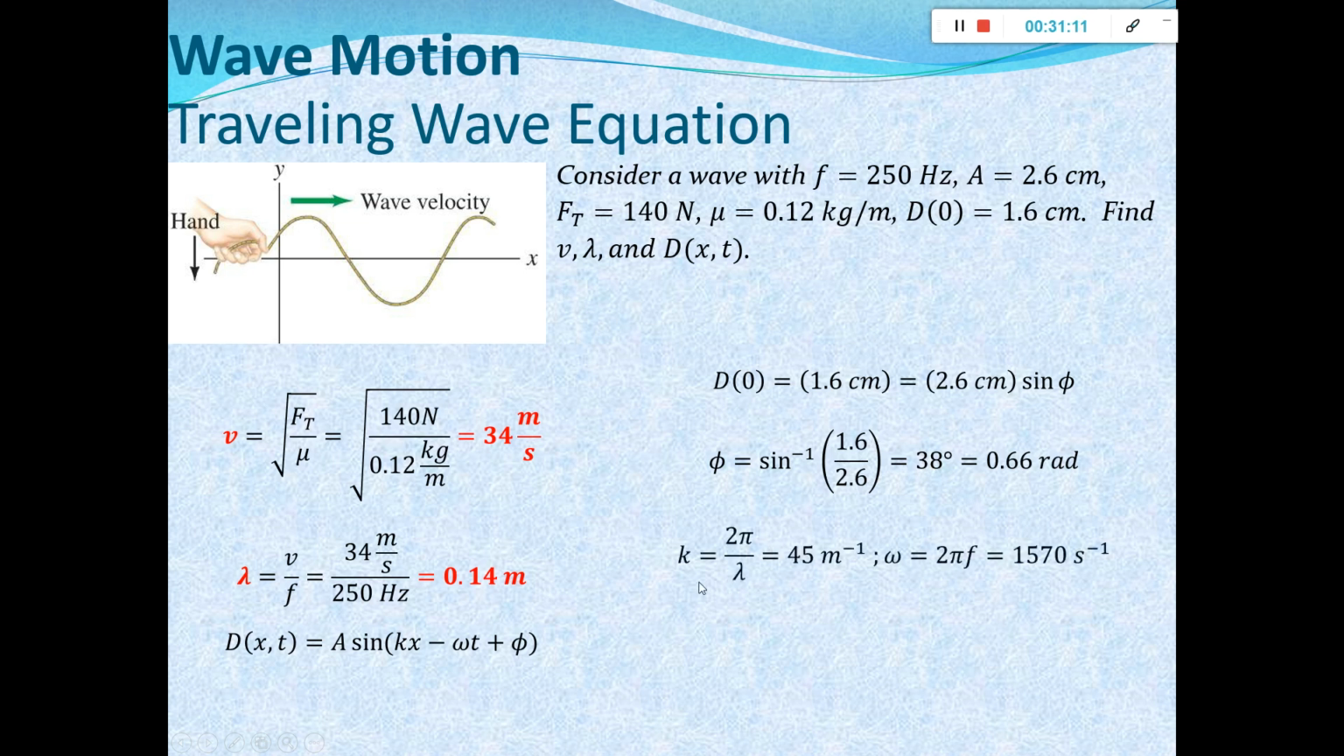So I also have to figure out what k and omega are. k again is 2 pi over lambda, so you get 45 for that. And then the angular frequency is going to be 1570. So our full equation is going to look like this. Now notice I did end up dropping a lot of the units. That's fine, just make your life easy.